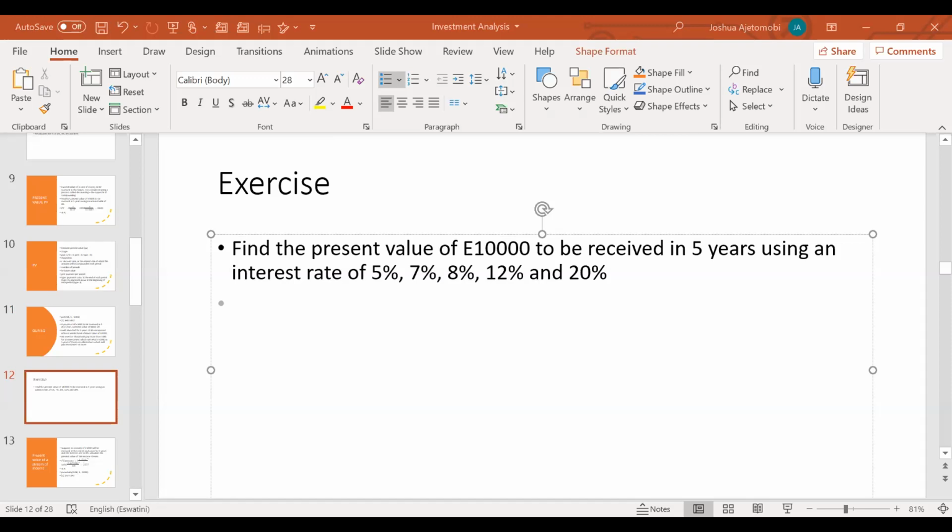Take note, you are just changing the interest rate here, so that you are not confused. Yeah, you are changing the interest rates, and don't forget you are working with 10,000, not 1,000. Those are the mistakes I feel you can make. But apart from that, I don't think there's any. I'm done, Prof.